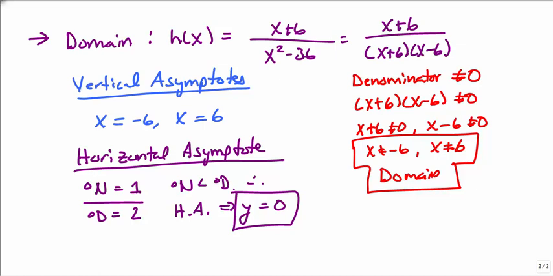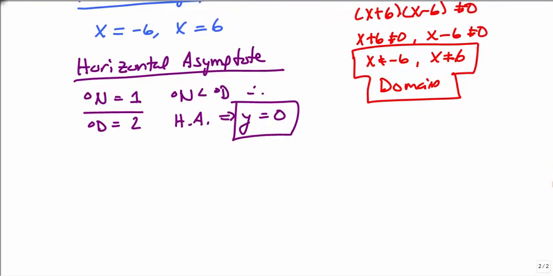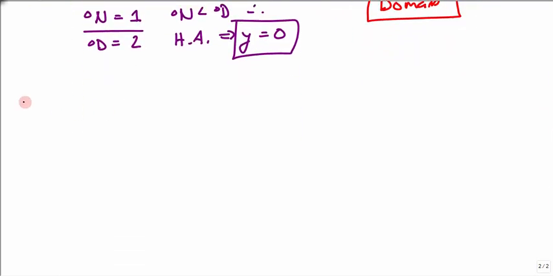So we did all sorts of things here. We found the domain, and once you find the domain, it makes it easier to find the vertical asymptotes. Once we find the vertical asymptotes, then we can go along to find the horizontal asymptotes by just comparing the degree in the numerator and the degree in the denominator. Let's look at another example. For this example, let's go ahead and talk about the domain.